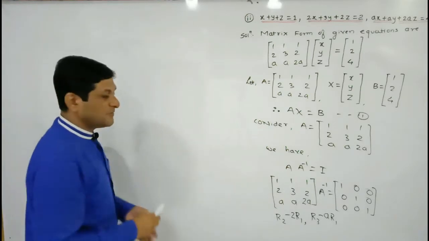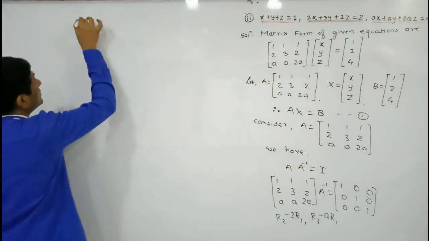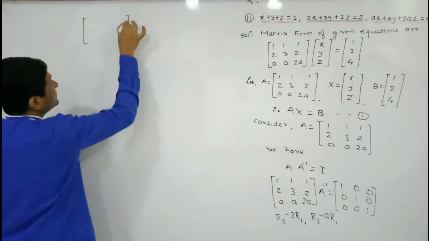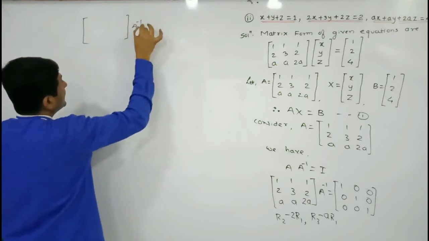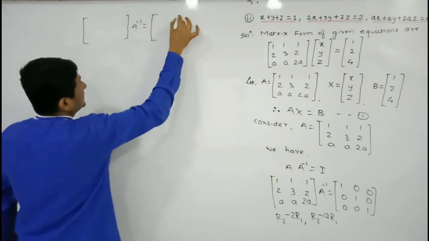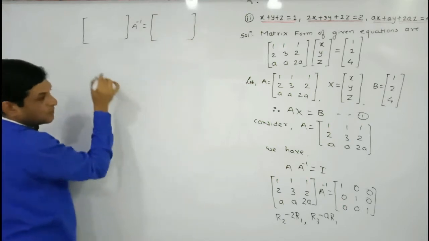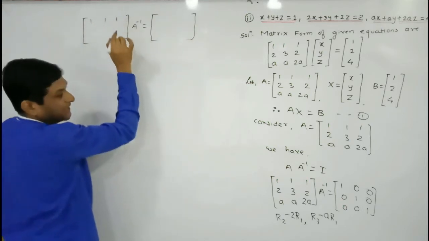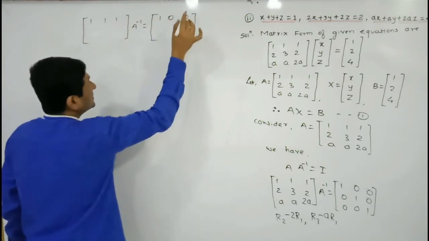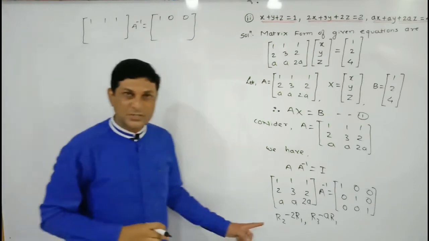Now let us perform these two operations. So our operation is on the elements of R2 and R3. Keep the elements of R1 on both sides as they are: 1, 1, 1, and on this side 1, 0, 0. So we are performing this operation on the elements of R2.